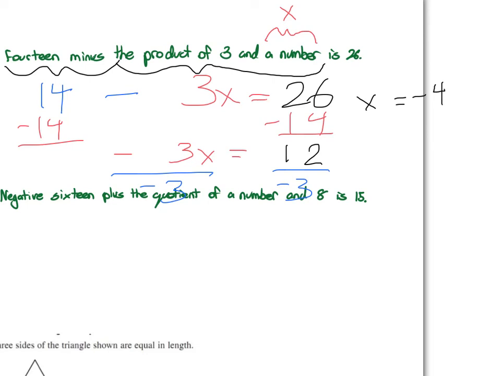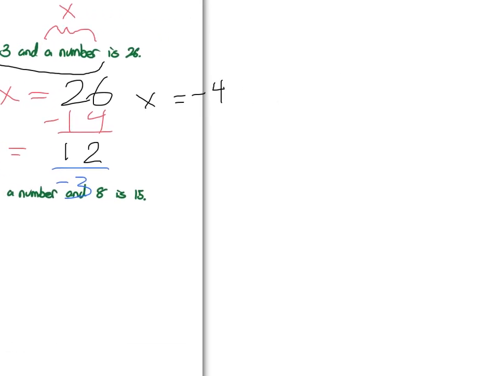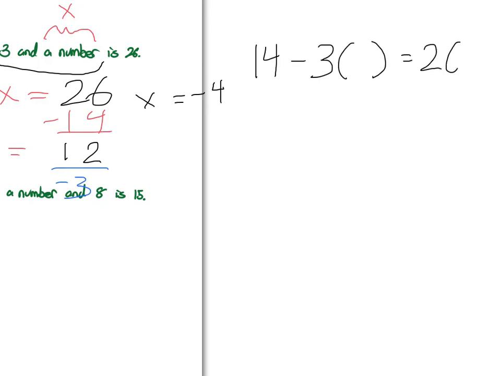Of course, we have to check that. How do we check it again? That's right, you guessed it. We rewrite the problem. But instead of the x, put in a parentheses. And let's put into the parentheses what we think is our solution of negative 4. All right, let's see what we got here.